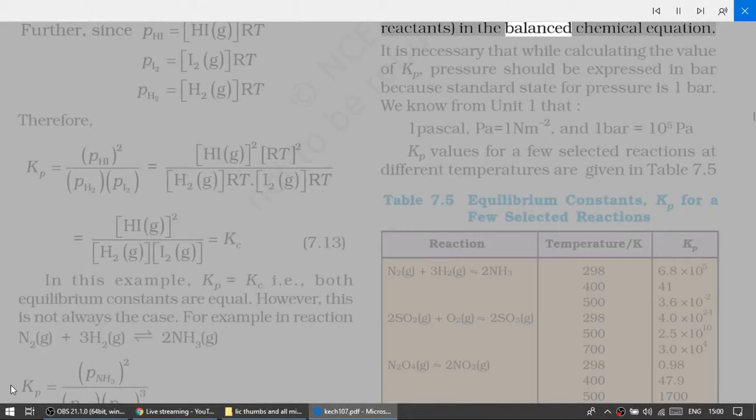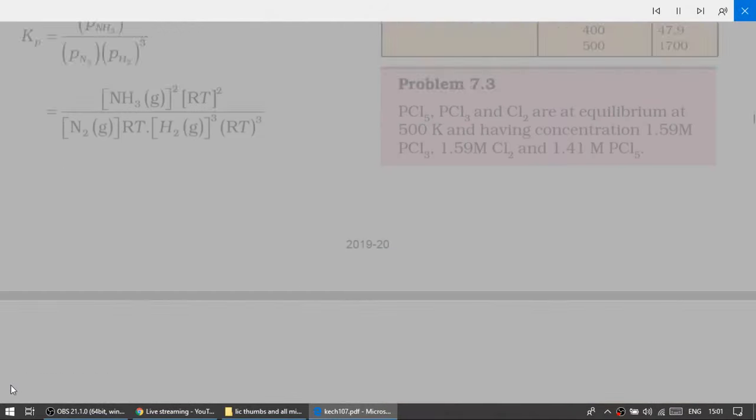In the balanced chemical equation, it is necessary that while calculating the value of Kp, pressure should be expressed in bar because the standard state for pressure is 1 bar. We know from Unit 1 that 1 Pascal (Pa) is equal to 1 N/m², and 1 bar is equal to 10^5 Pa. Kp values for a few selected reactions at different temperatures are given in Table 7.5. Table 7.5 Equilibrium constants, Kp, for a few selected reactions.